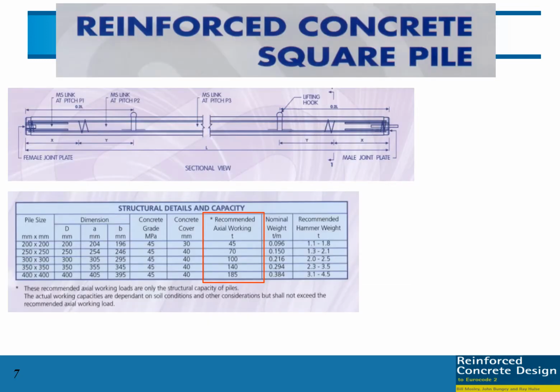The other example is the square pile, the concrete square pile. So you can see here in this table they have the pile dimensions 200 by 200, 250 by 250, 300 by 300, 350 by 350, and 400 by 400. Different pile sizes will have different recommended axial working loads. So for example, if you want to use the pile with the dimension of 200 by 200, the capacity of the pile to support the load is maximum 45 ton.